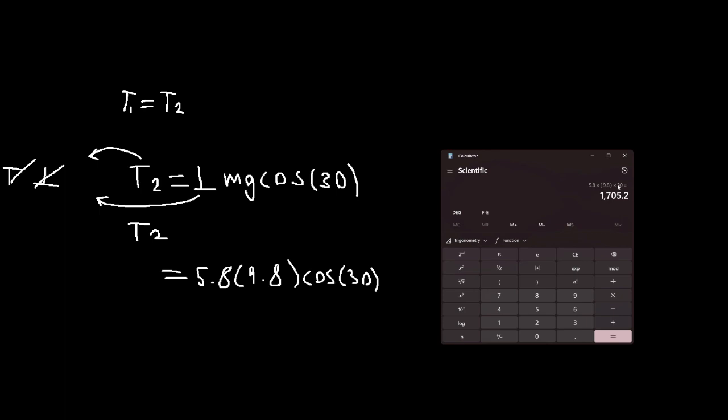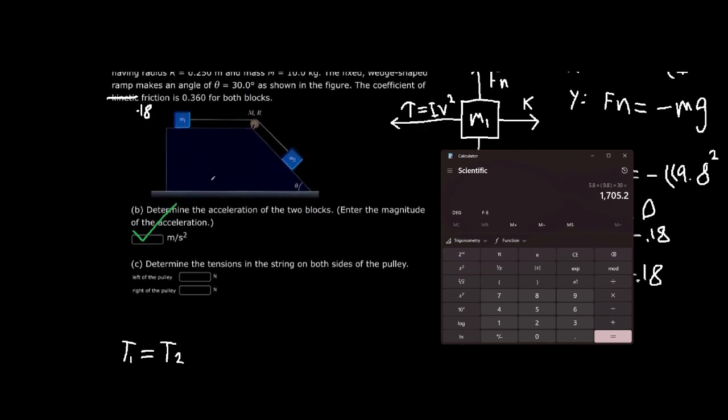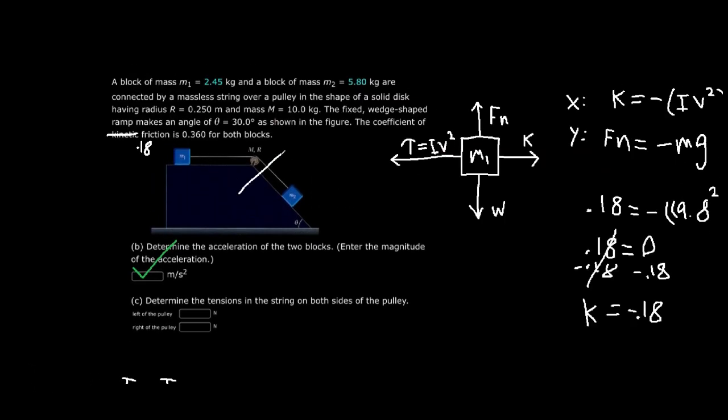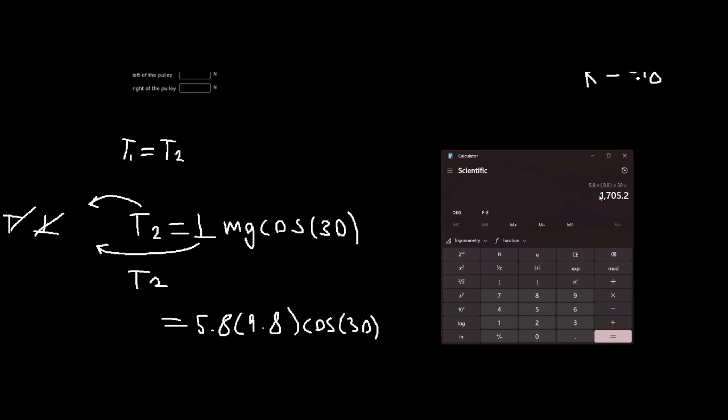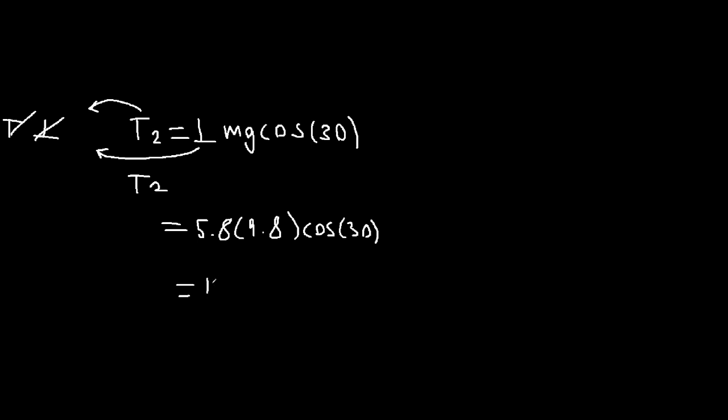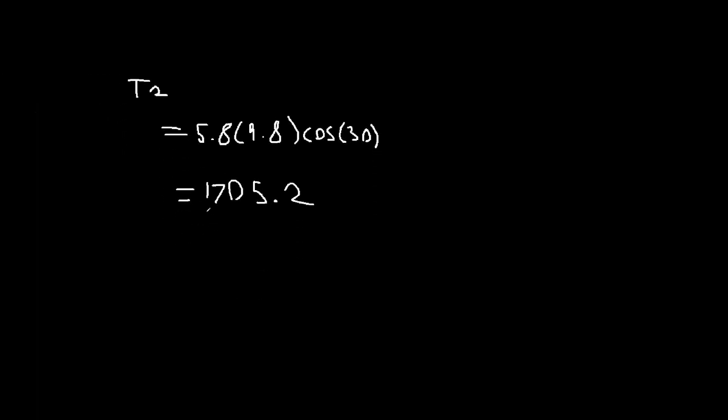So although you can't see the cosine here, it's implied that it's cosine because I just set the new x-axis to be this way. So this is our y-axis, that's our new positive y. And this is our new positive x, because I don't feel like using trig. And as you can see, that gives us 1,705.2. So let's see. This number is positive or negative? It is a positive number.